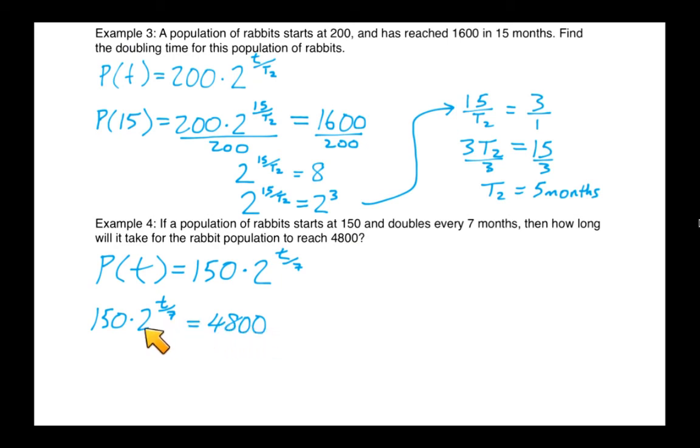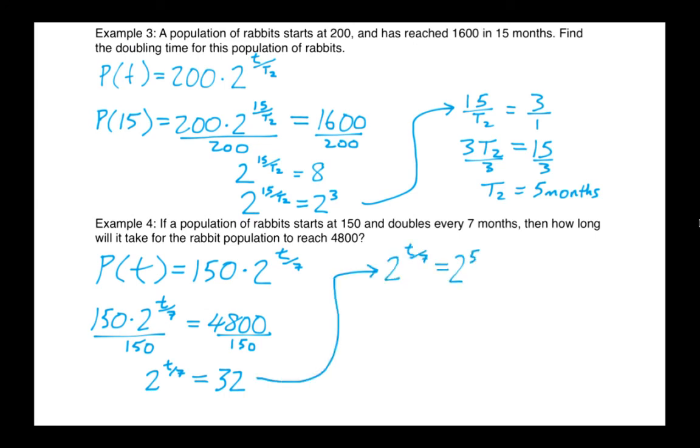Again, I want to isolate this exponential function here, so I'm going to divide both sides by 150. And I get 32 on the right. 32 is a power of 2. You should recognize that. It's 2 to the 5. Now I equate the two exponents, multiply both sides by 7, and I get 35 months.